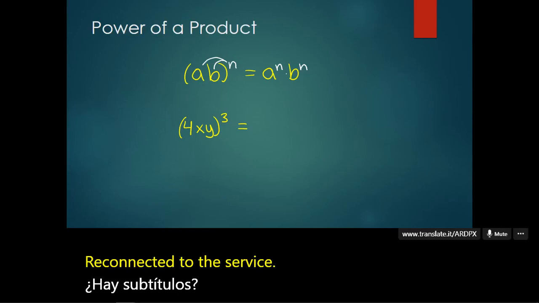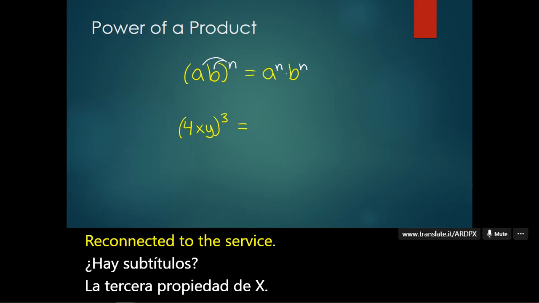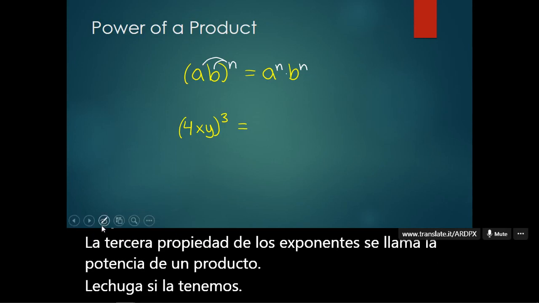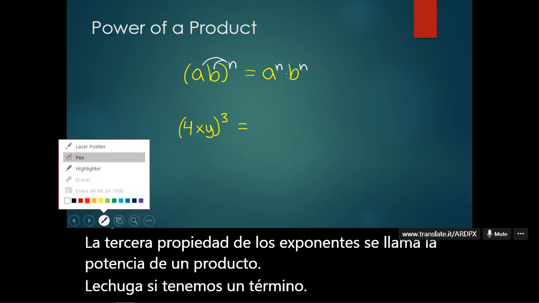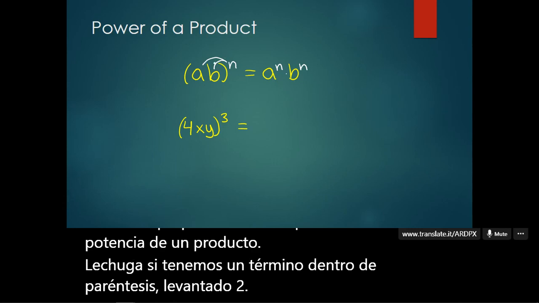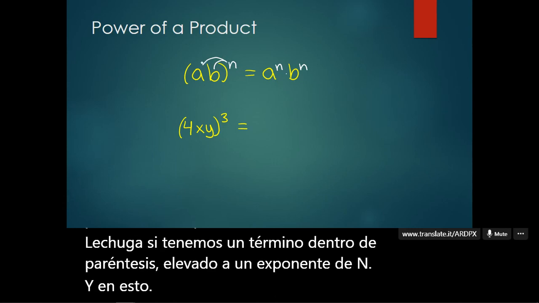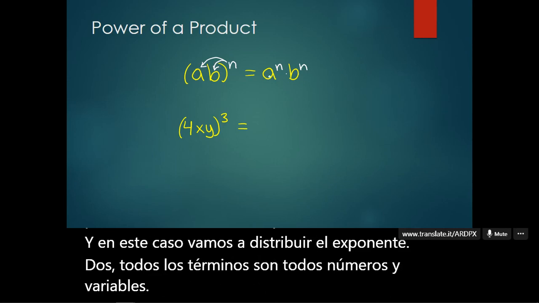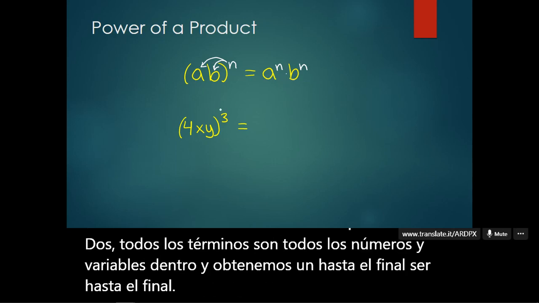The third property of exponents is called the power of a product. And that is if we have a term inside of parentheses raised to an exponent of n. In this case, we're going to distribute the exponent to all terms or all numbers and variables inside. And we get a to the n, b to the n. A and b can represent numbers or variables.